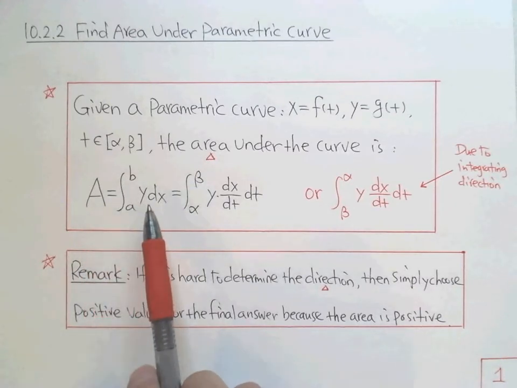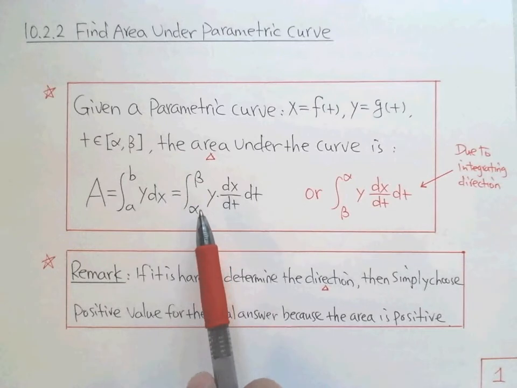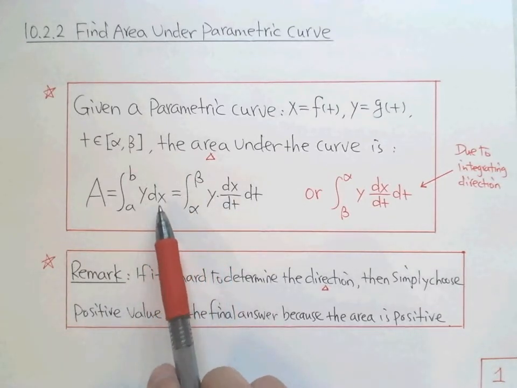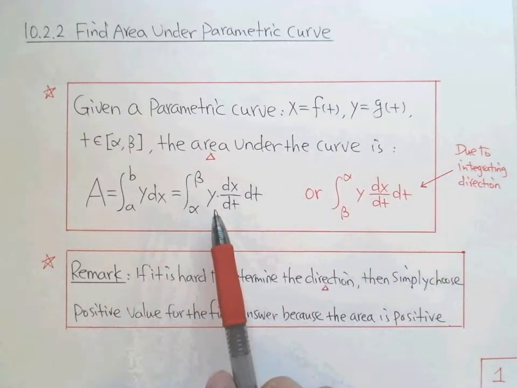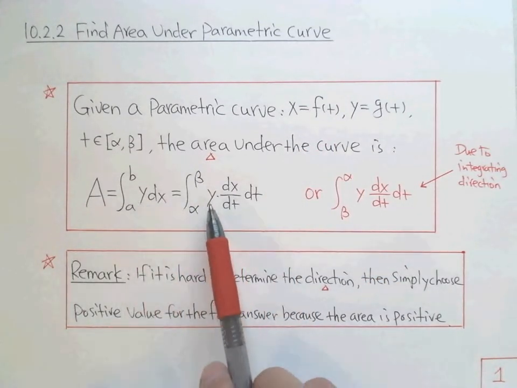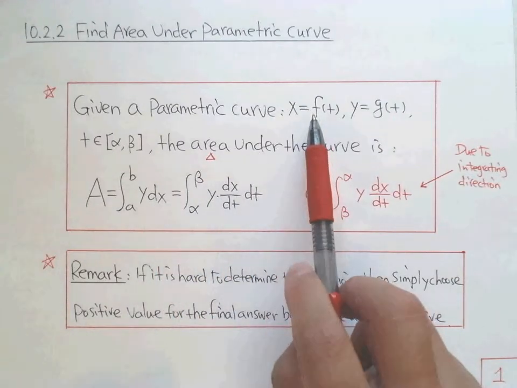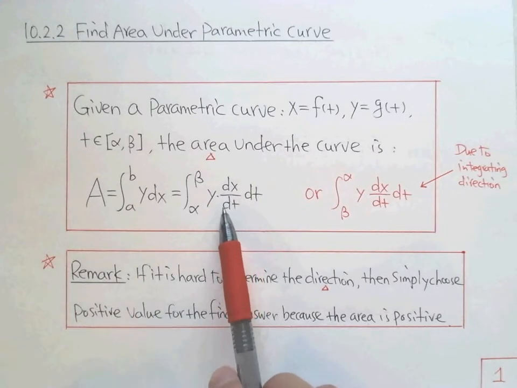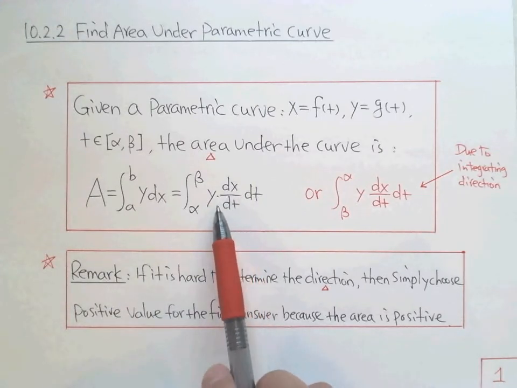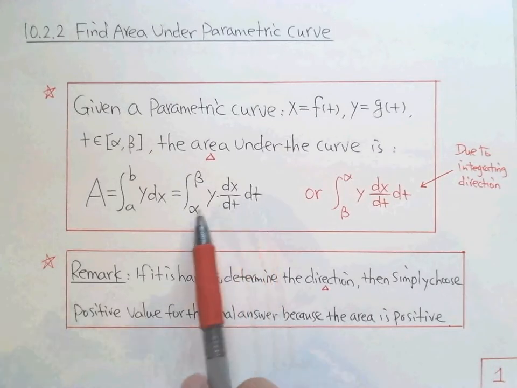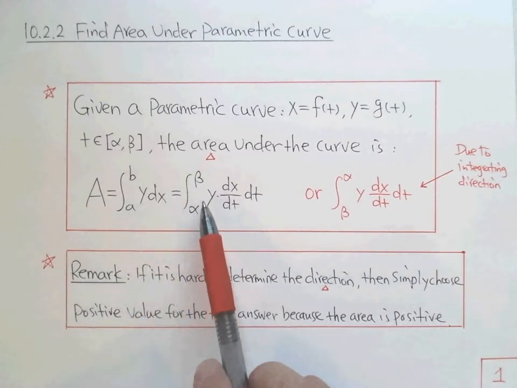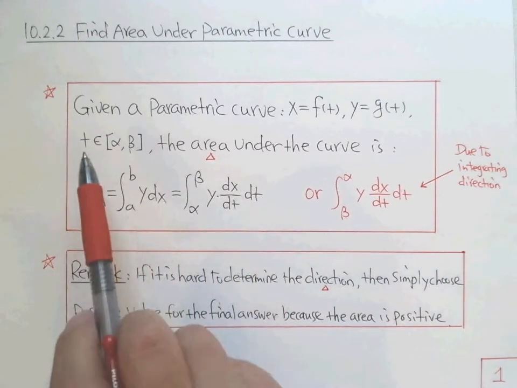If we do substitution, we know x equals f(t). Y is there, and what is dx? Dx is definitely dx/dt dt. The simple way is to just cancel dt, and it is exactly the same, but the integration limits change, of course. The original limits are for x, and the new integration limits are for t, so t is from alpha to beta.